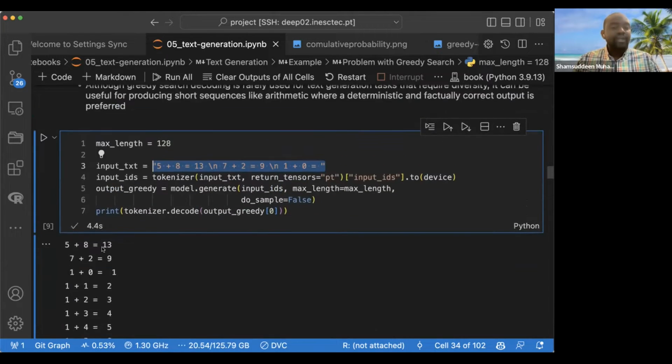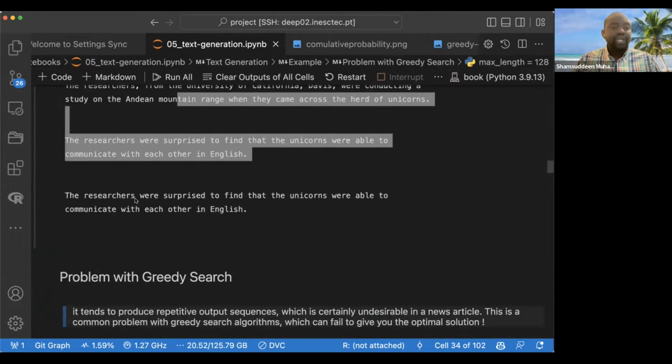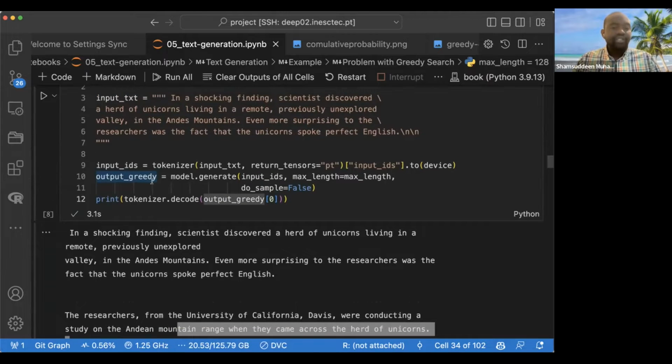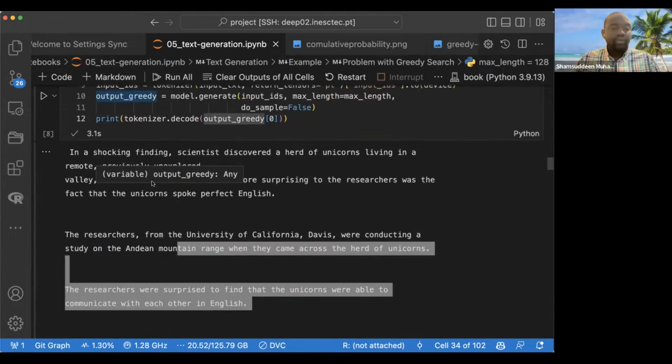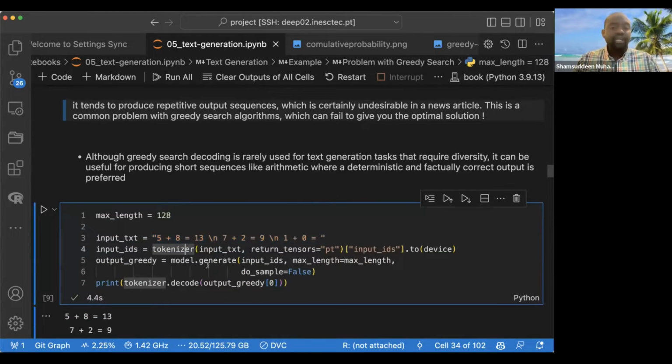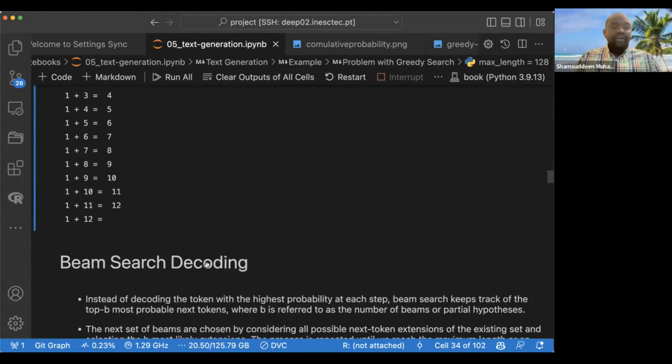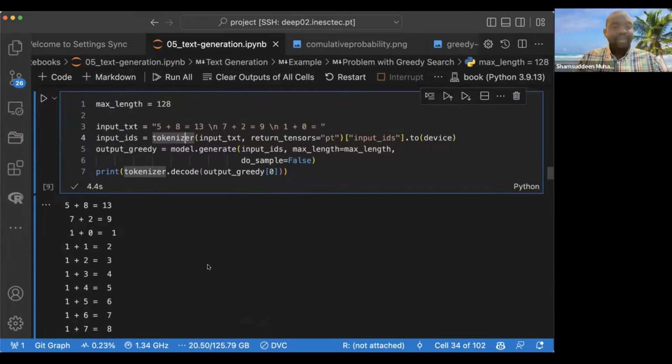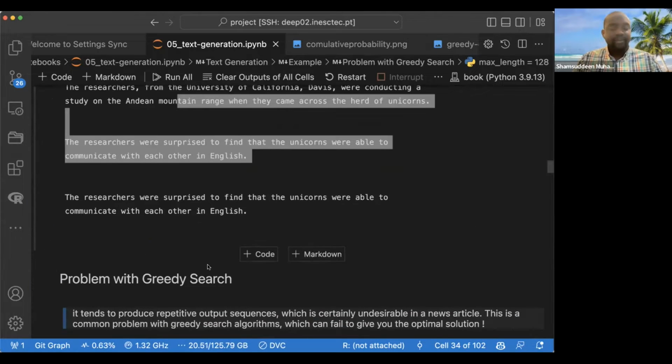This is something they clearly mention: even though the greedy method does not have diversity, it is quite useful where you need a deterministic and factually correct output. So yeah, this is about the greedy method, greedy search.